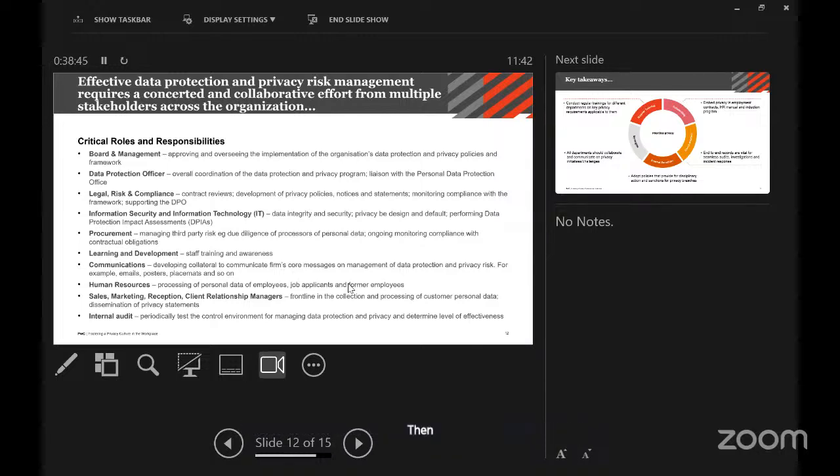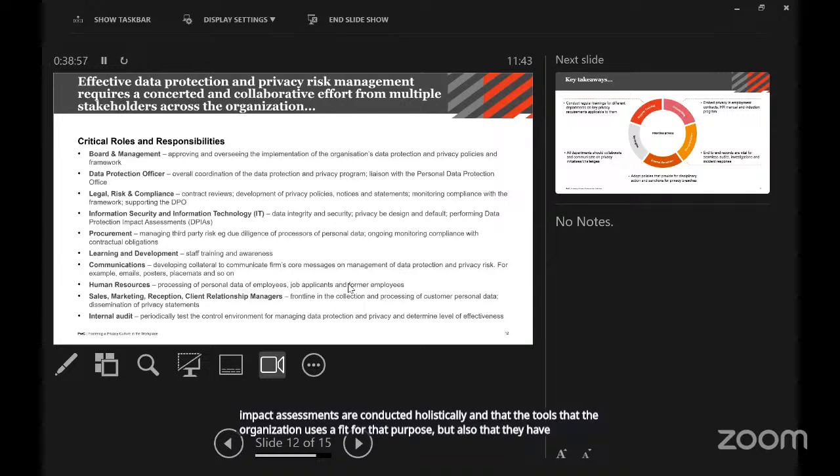So that IT team is charged with making sure that impact assessments are conducted holistically and that the tools that the organization uses are fit for the purpose, but also that they have controls in place. So that brings in the privacy by design and by default. So making sure that the organization's documentation, systems, processes all speak to the data that the organization holds, but also control access and also usage of that information.